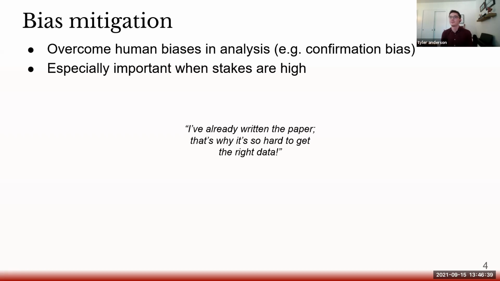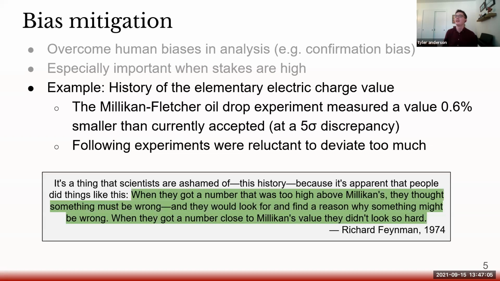So just in terms of motivation for bias mitigation, the whole idea is that we want to overcome human biases in analysis. When I say biases, you can think things like confirmation bias. And this is especially important when the stakes are so high, as is true for many of us. And for LZ, we don't want to be using bad analysis or biased analysis to be making bold claims about what dark matter is or is not. And you can look through history to find plenty of examples of biased analysis.